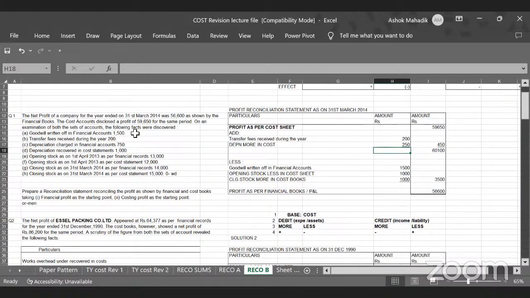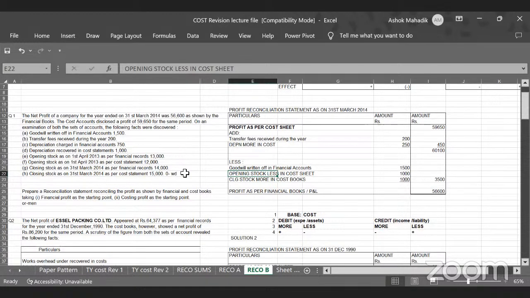Next item, opening stock. On 1st April, in financial record it is 13,000 and in cost record it is 12,000. Whenever two figures are given, we have to take the difference in the answer. Remember this. Now, opening stock appears on the trading account debit side. So this is a debit item, right? Now tell me if it is more or less in cost. In cost it is 12,000 and in financial it is 13,000. So in cost it is less. So debit item is less. So in less we'll write opening stock less in cost, 1,000. Clear?